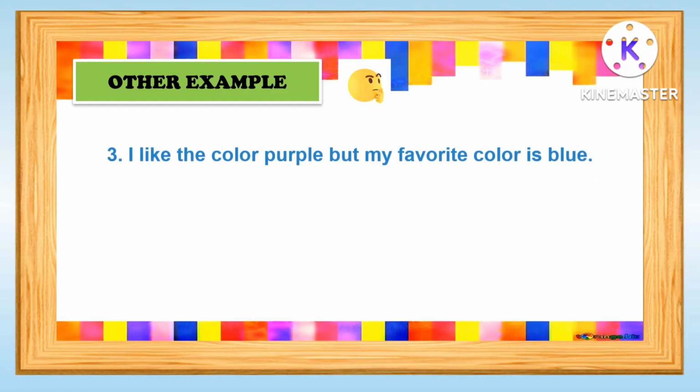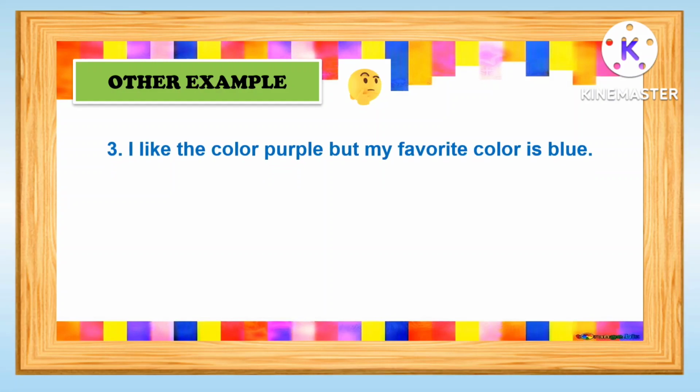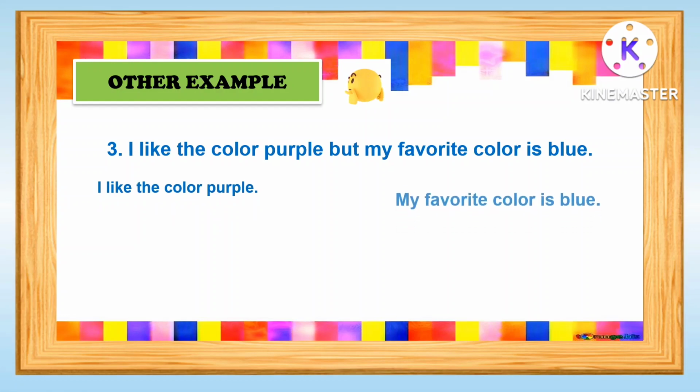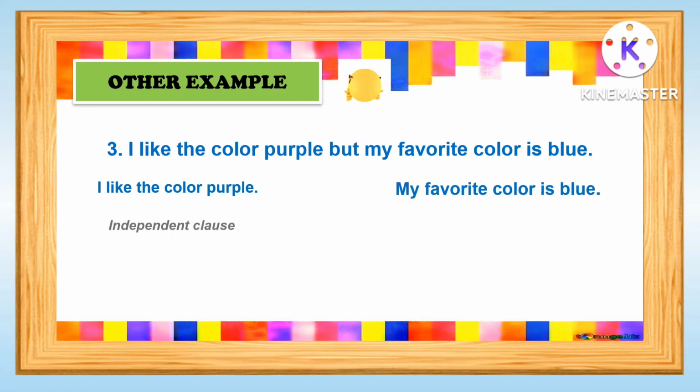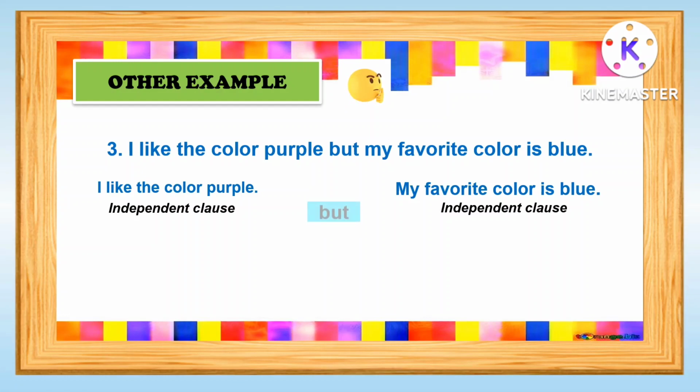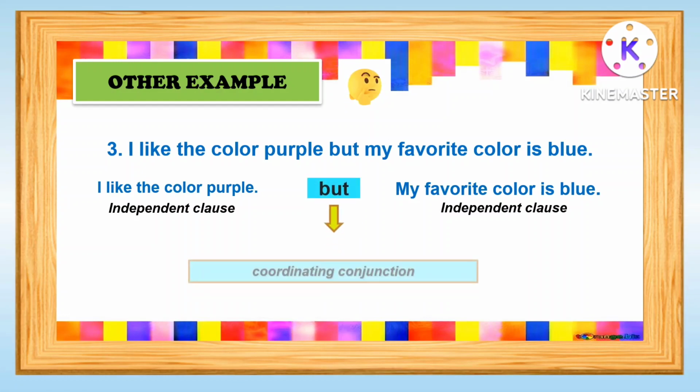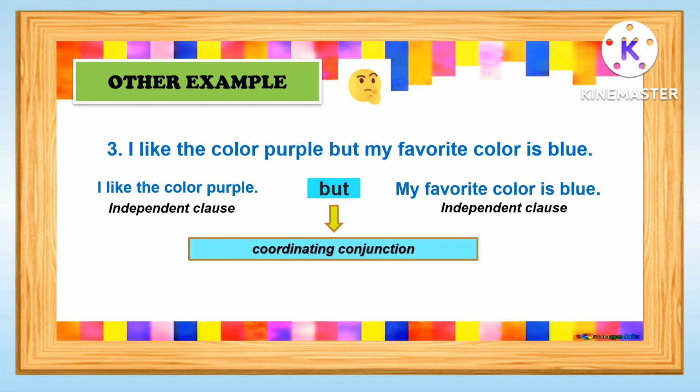Now let's have our third example. I like the color purple, but my favorite color is blue. Now, the first independent clause that we have is I like the color purple. And the second independent clause is my favorite color is blue. And where or what do you think is our coordinating conjunction? Well done, kids. Our connector or coordinating conjunction is but. This coordinating conjunction connects our first independent clause and our second independent clause.